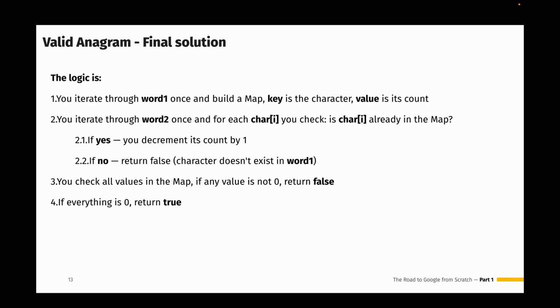If we check in the map and the character is not present there, we can return false. Or if the value is not equal to 0, it means that the character is present but the frequency is different. And if everything is 0, then we can be happy, and it means that word 2 is an anagram and we can return true.